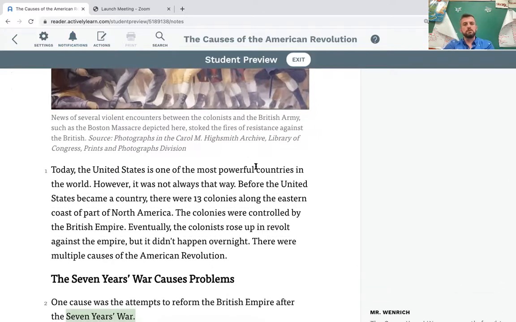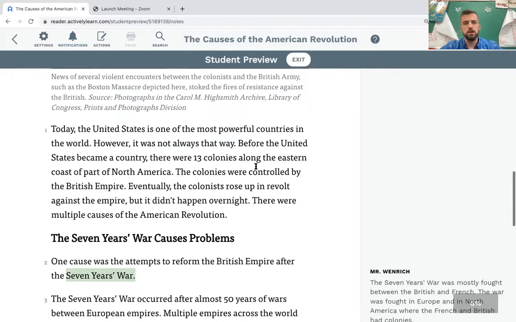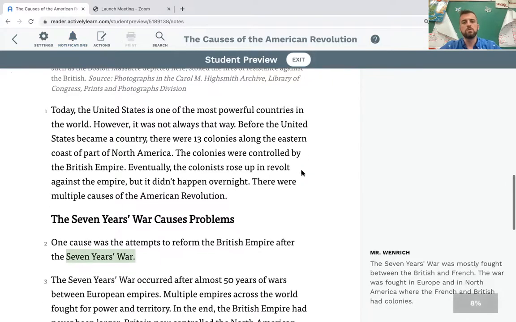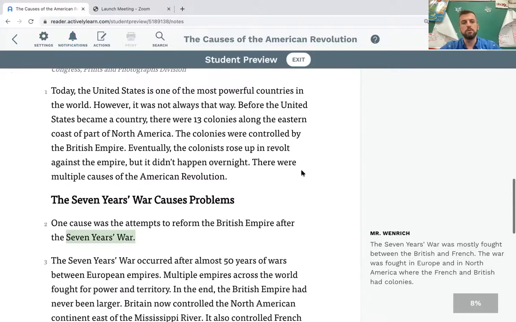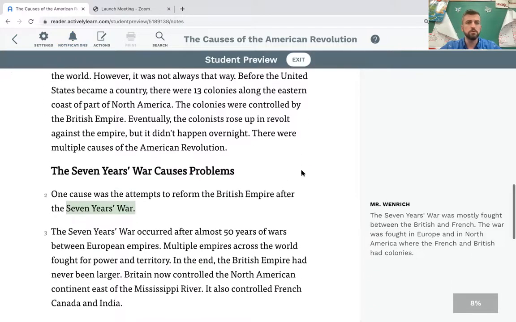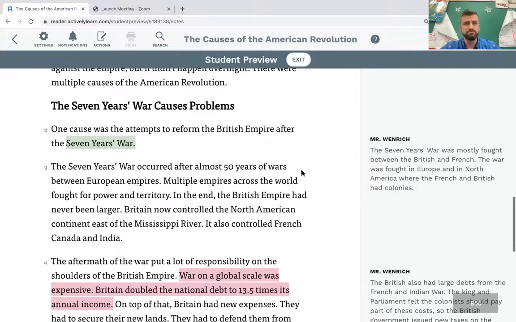Today, the United States is one of the most powerful countries in the world. However, it was not always that way. Before the United States became a country, there were 13 colonies along the eastern coast of North America. The colonies were controlled by the British Empire. Eventually, the colonists rose up in revolt against the empire, but it didn't happen overnight. There were multiple causes of the American Revolution.